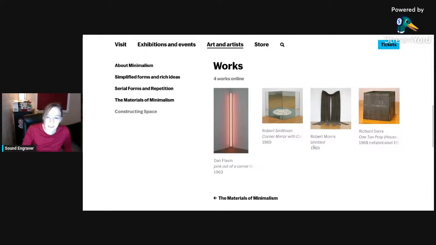Robert Morris, Untitled here, 1969. That I think is called Wall Hangings, and so you can see the folds of this kind of drapery extending out onto the floor. We'll see some other examples of that. So something that's intruding away from the wall, onto the floor, onto maybe the middle of the room. You have a fluorescent light that's just in the middle of a completely empty room, called Pink Out of a Corner, 1963. So yeah, that's the idea.